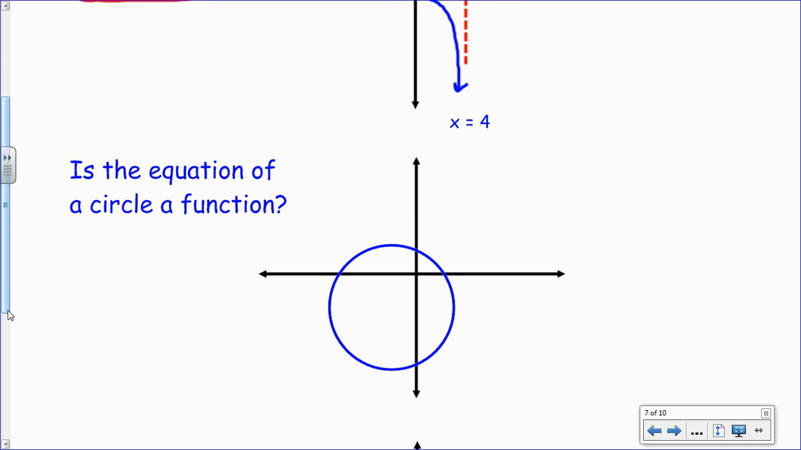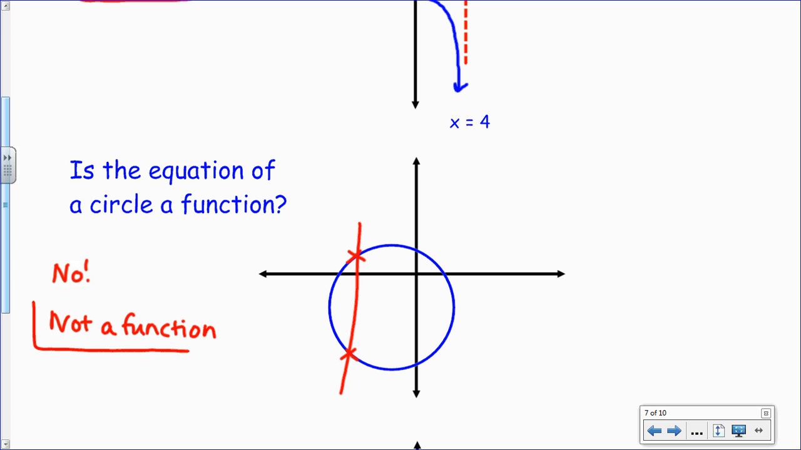Okay, what about a circle? No, because it goes through twice. A circle is not a function.